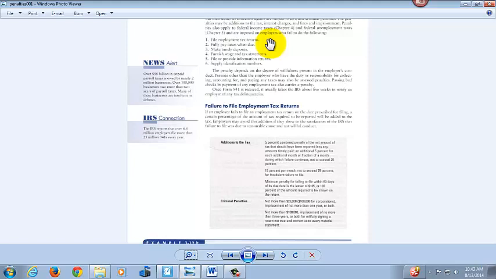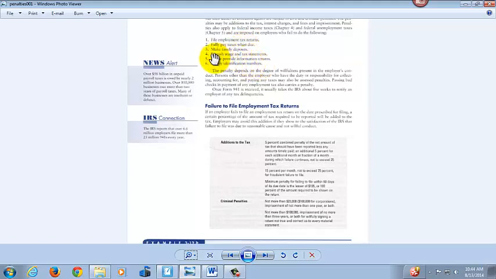So number 2 is fully pay your taxes when due. This would be like if you don't pay all of them, and then number 3 is if you don't make a timely deposit. A lot of times if you don't pay it fully, guess what? You also haven't made a timely deposit. So a lot of times number 2 and 3 here kind of go hand in hand.